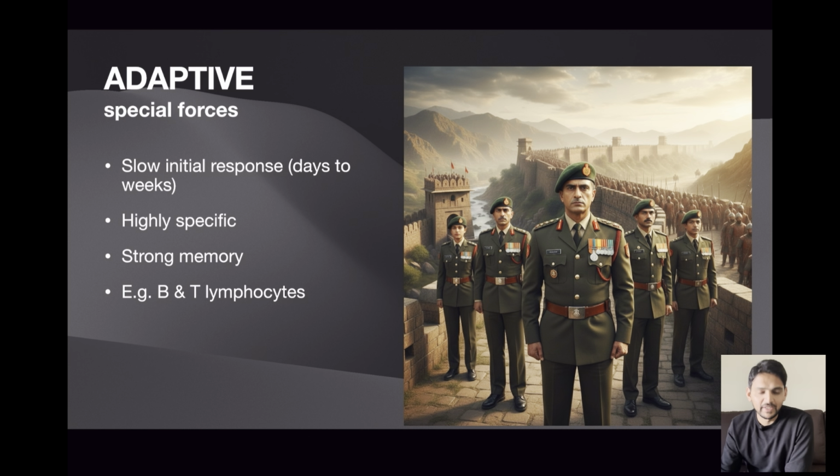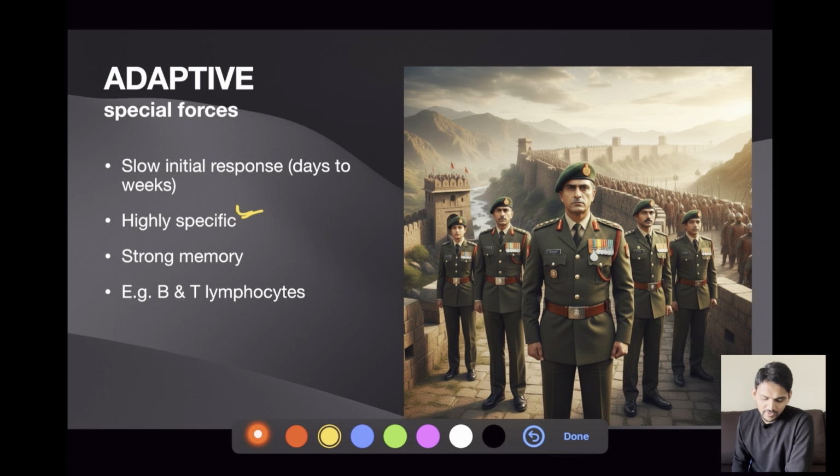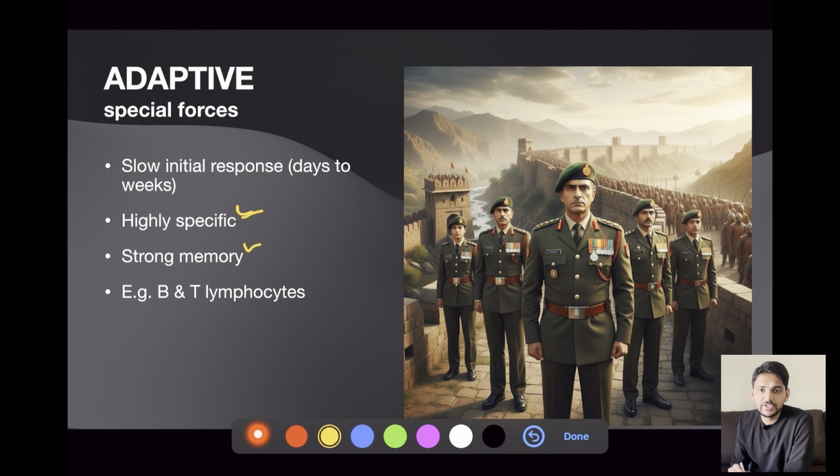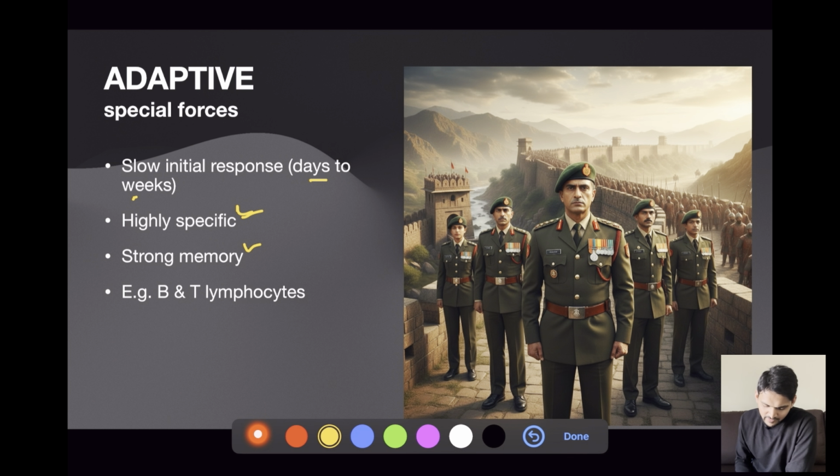Whereas adaptive immunity is like special forces, as we mentioned. They are very well trained, they know their job properly. So this will be highly specific and they will have strong memory. They will remember which type of antigen has invaded, etc. But the thing is, it will be a slow initial response. Though it will be slow, it will be strong, right? In the sense, they will take days to weeks to start their actual action. In this come B and T lymphocytes mainly. So this is the difference which we have to know at the basic level between innate and adaptive immunity.